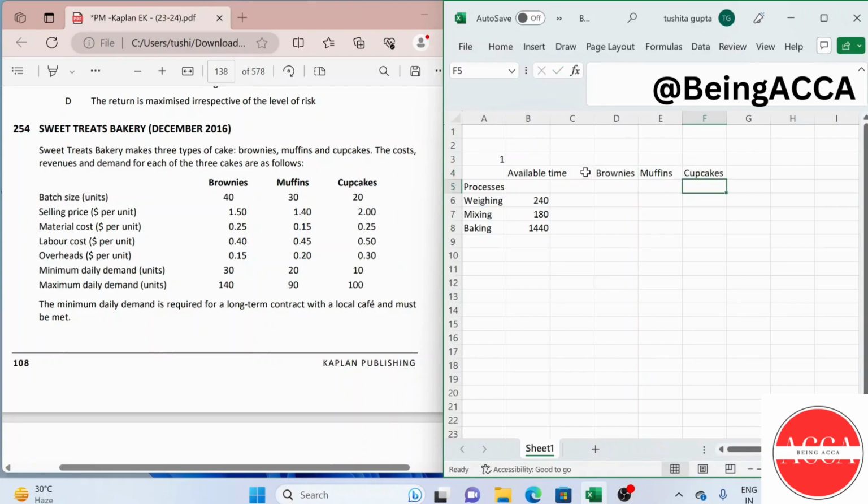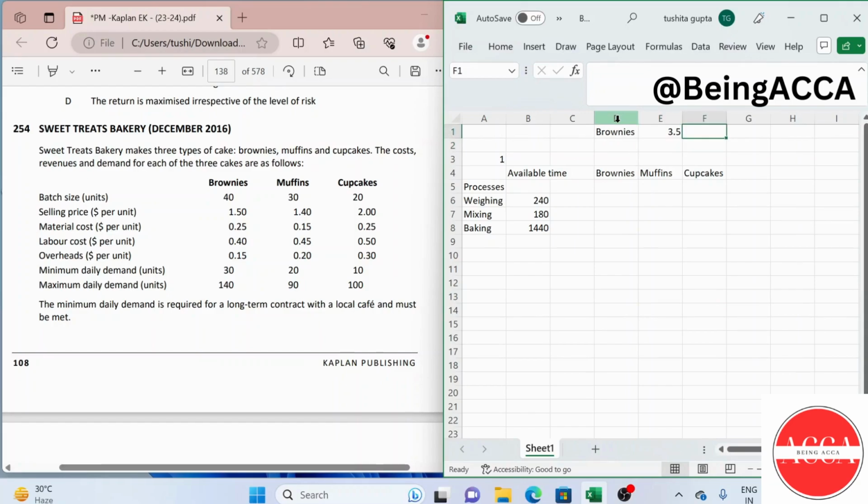First of all, let's find out the number of batches. For brownies, there is a batch size of 40 and the maximum demand is 140. If I want to meet this 140 and I make 40 in one batch, how many batches do I need? 3.5. But is it logically possible to make 3.5 batches? No. I can either make 3 batches or 4 batches.